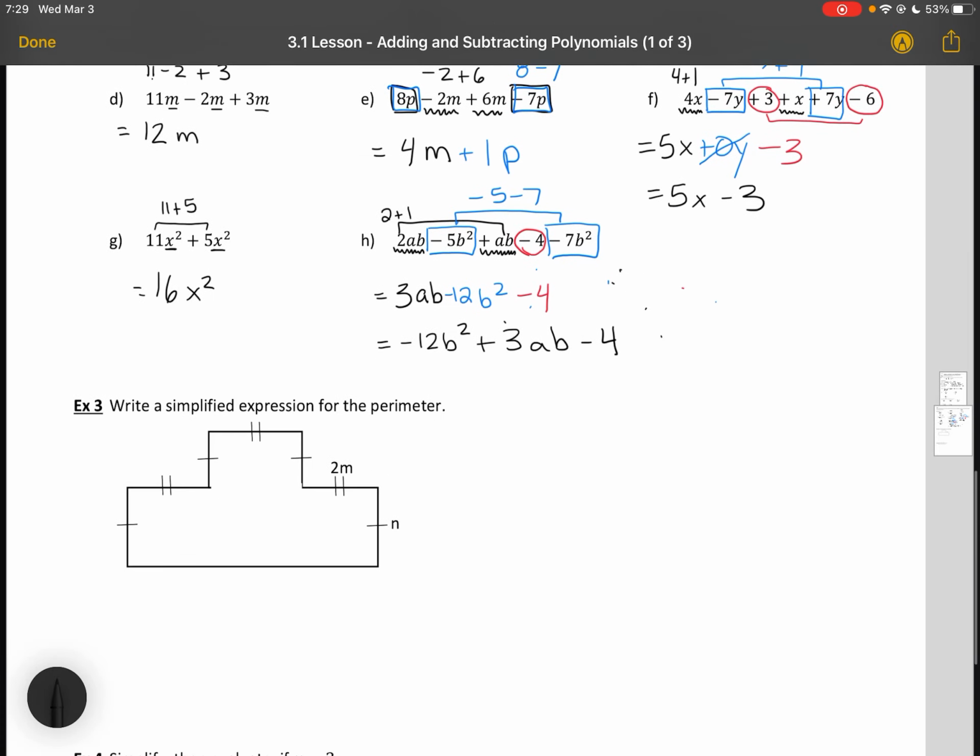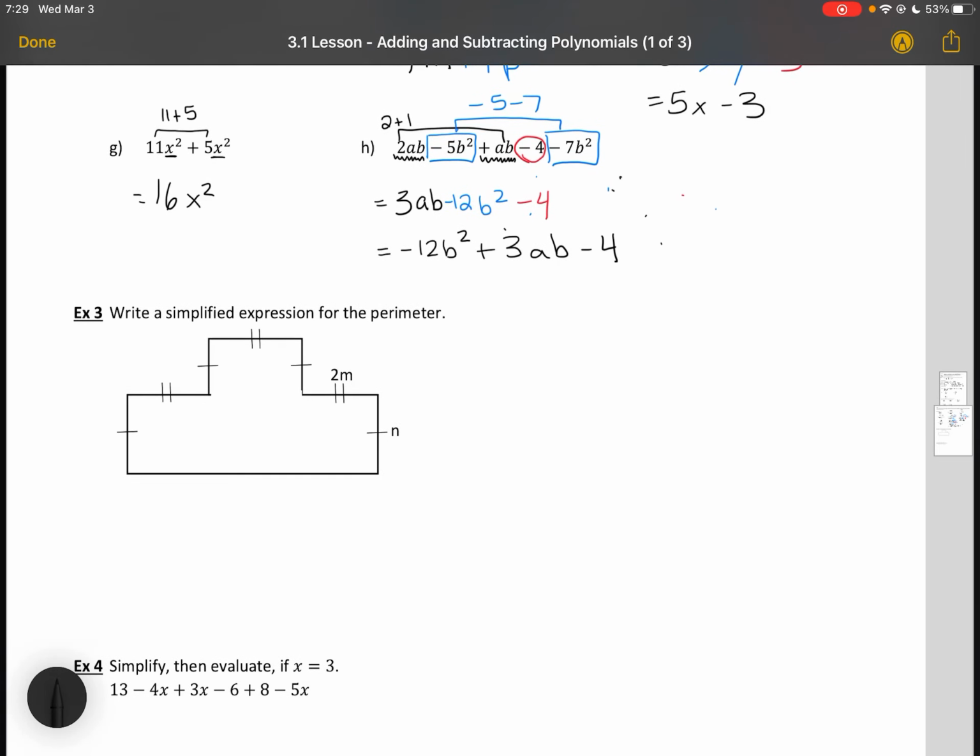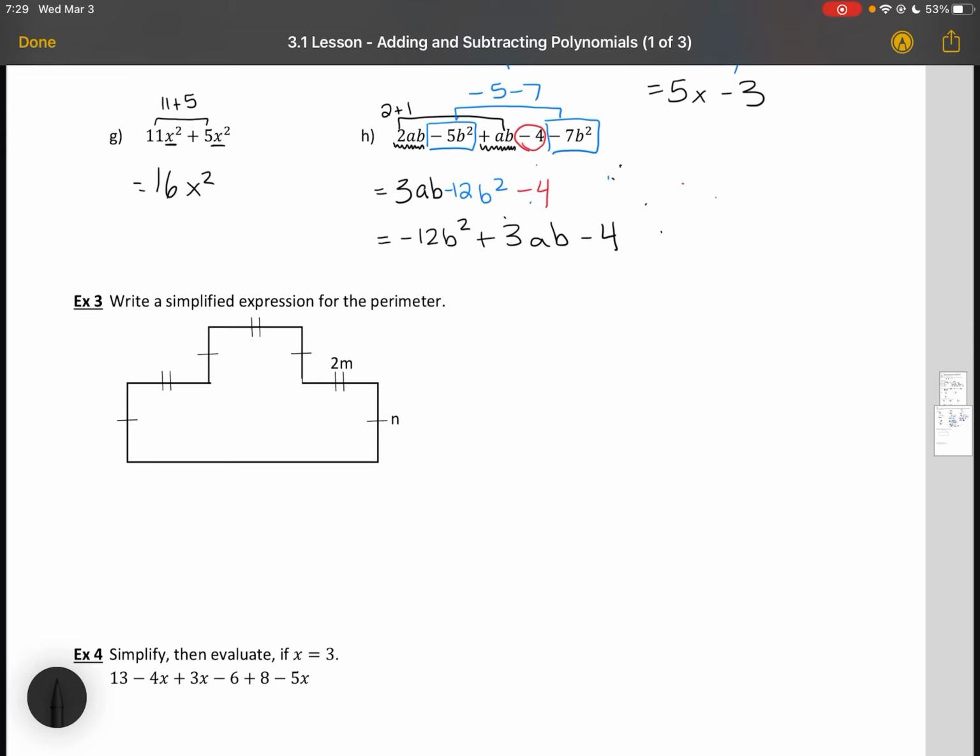The last thing I can do with like terms is actually write a simplified expression for the perimeter. And so here, everything that has one line is represented by n. Everything that has 2 lines is represented by 2m. And I don't know what the bottom is, but I do know that this is 2m. And this is 2m. And this must be 2m, which means that in total, my length down here must be 6m, 2m plus 2m plus 2m.